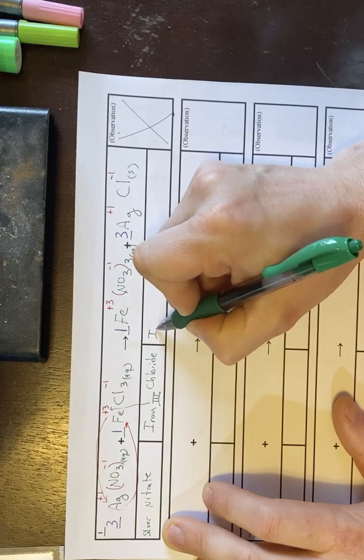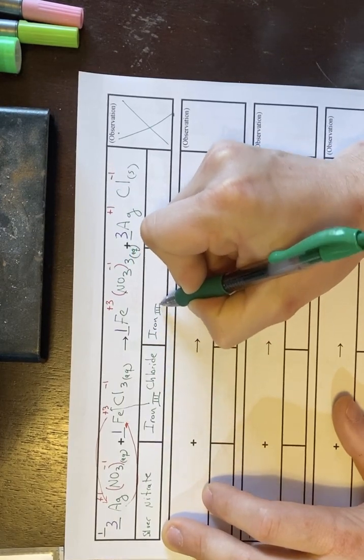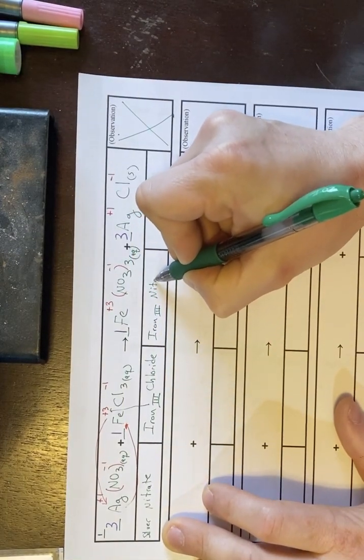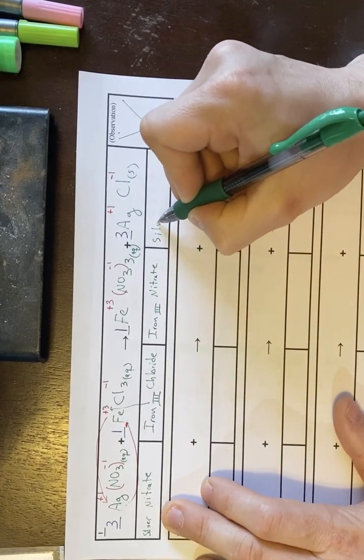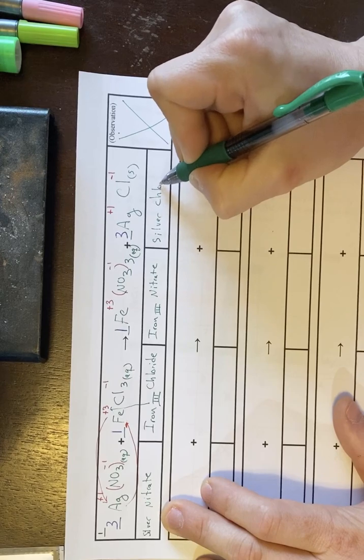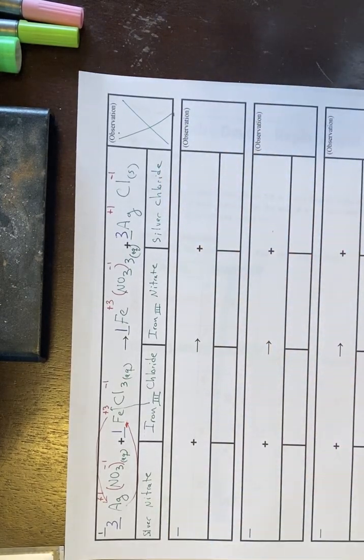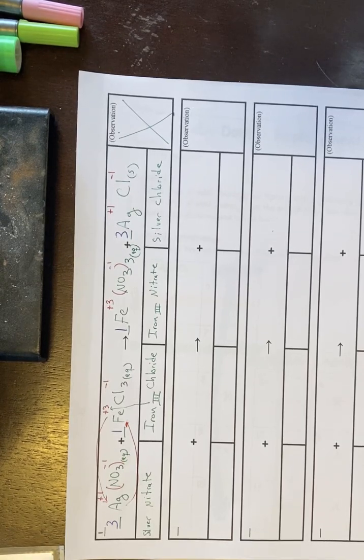So iron 3, nitrate, and silver chloride. And so that is everything you need to do for problem 1. There are 18 more. This is going to be due when we come back to school.